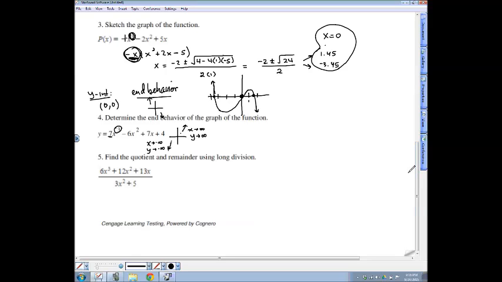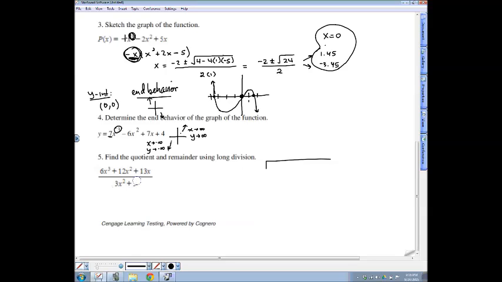Question 5, find the quotient and remainder using long division. This is from section 3.3. Okay. Now it says specifically to use long division, and even if we had the choice between long division and synthetic division, we'd have to use long division because of the divisor. It has an exponent of 2; with any exponent greater than 1, you've got to use long division.